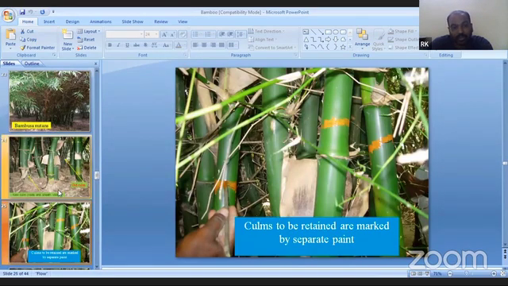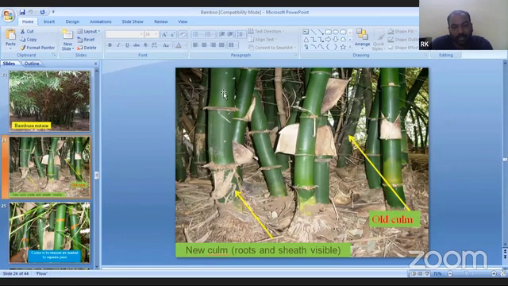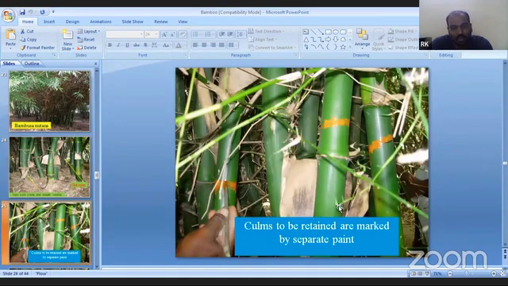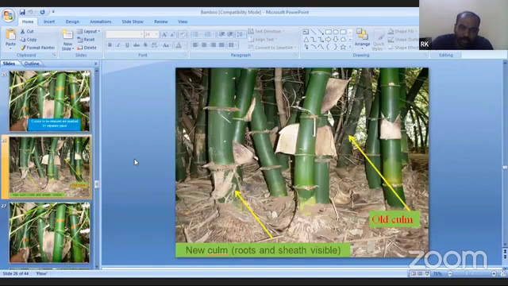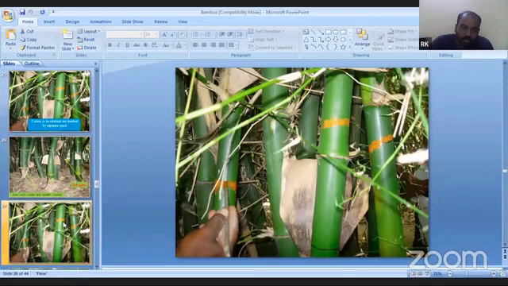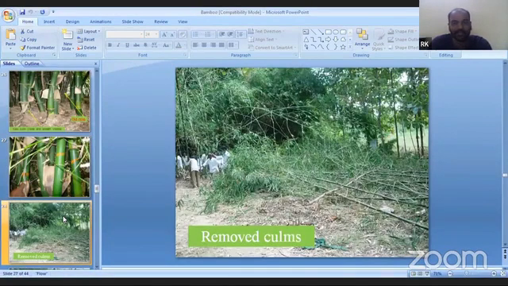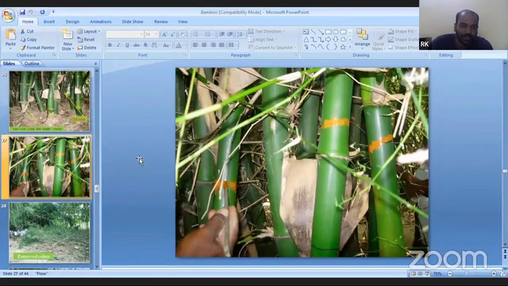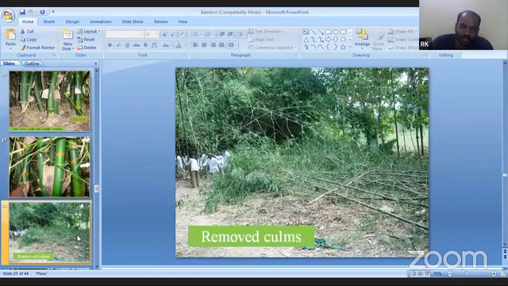Culms. Here we mentioned the culm. Culm is single, culms is more than one. So the culms to be retained are marked by separate paint. Why? Because we are cutting from that one. So paint marking, then we do the cutting and remove the unmarked ones.